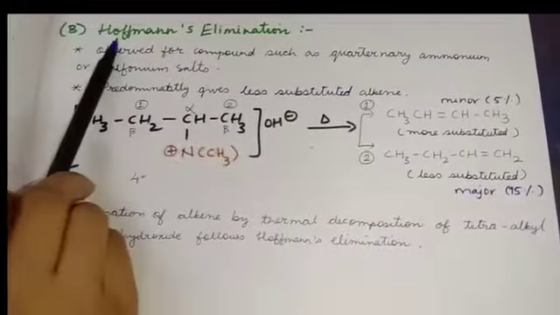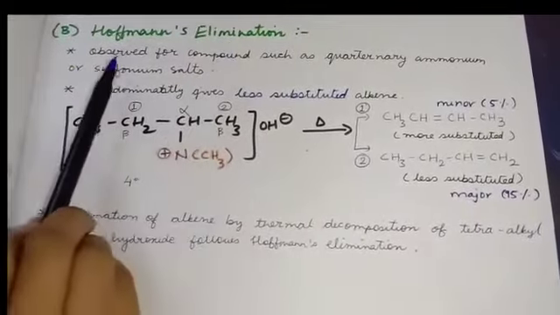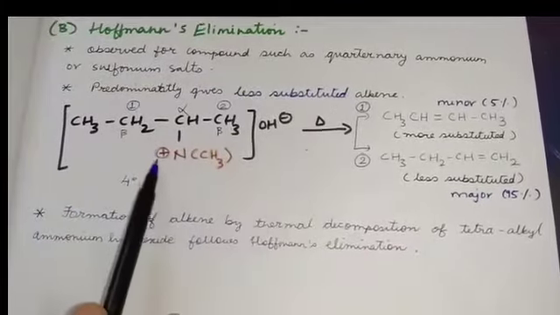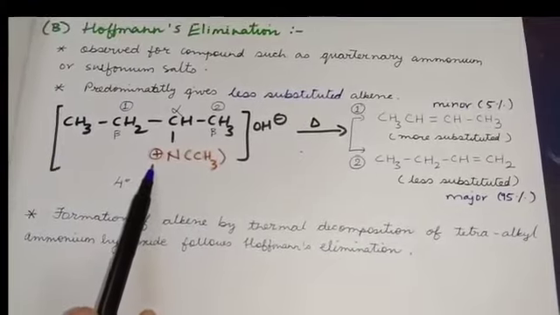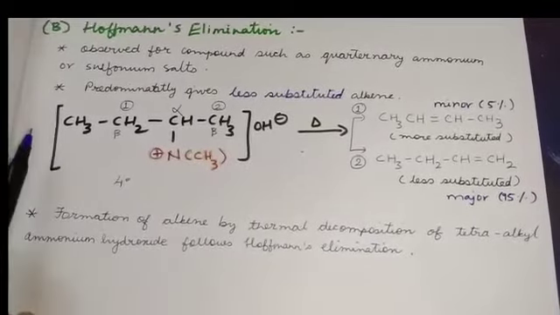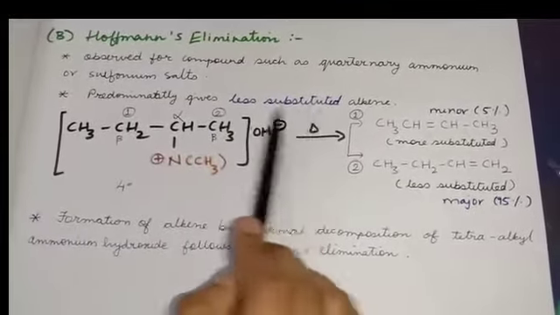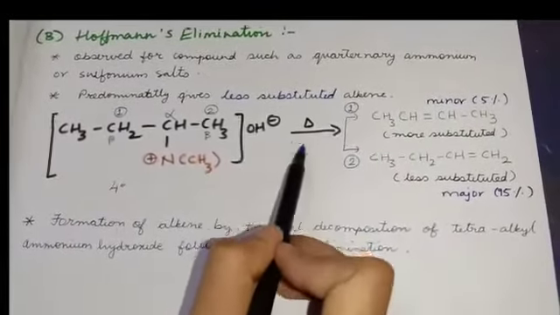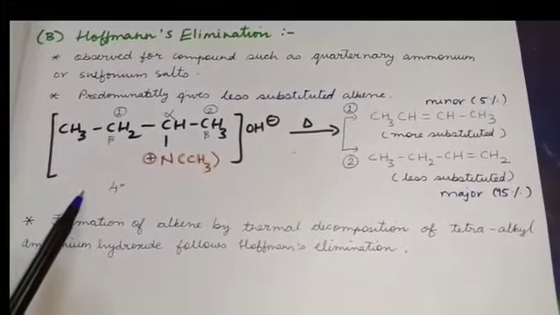So then comes the Hofmann elimination. This is generally observed for compounds such as 4-degree ammonium salts or sulfonium salts. Unlike the Saytzeff rule, here this will give the less substituted alkene, and this will not involve any base. This is the thermal decomposition of 4-degree ammonium salt.